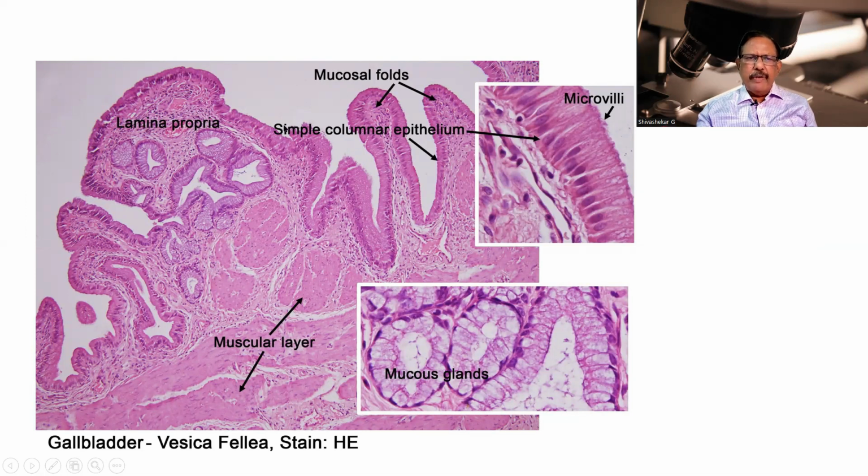So initially I find that the mucosa is thrown into folds and they are lined by tall columnar cells. So look at this one, the inset. These are the tall columnar cells. They have got microvilli. They are not hair follicles but microvilli, not cilia. That is to improve the area of secretion or absorption. The mucosal folds, and supporting it is a loose connective tissue called the lamina propria.